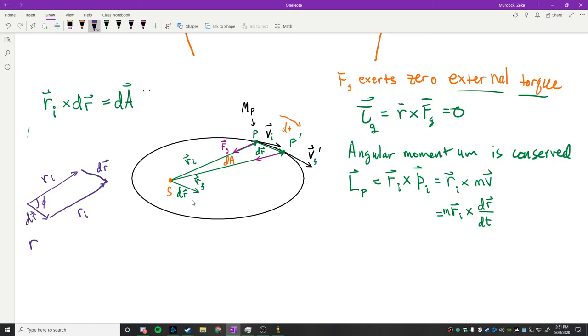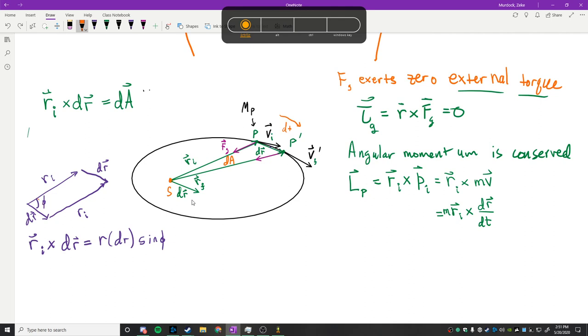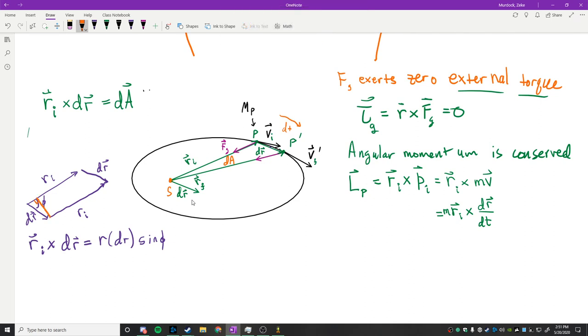And I say, what is r sub I crossed with dr equal to? Well, it's basically equal to r multiplied by dr, and then multiplied by the sine of the angle between the two of them, right? But I would argue that when you do that, you've basically said, I drop a perpendicular line from here to here so that that's a right angle. And this angle inside of here is phi.